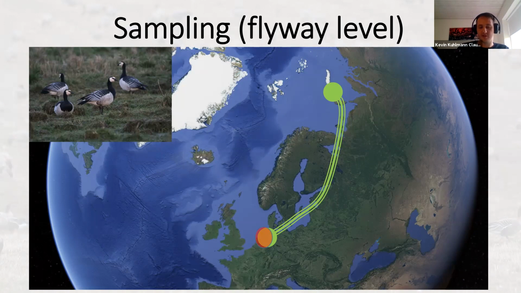So again, this is just to keep in mind that where you sample is important in terms of what you can infer from your results. And I think Sander will get back to this briefly in his talk as well.